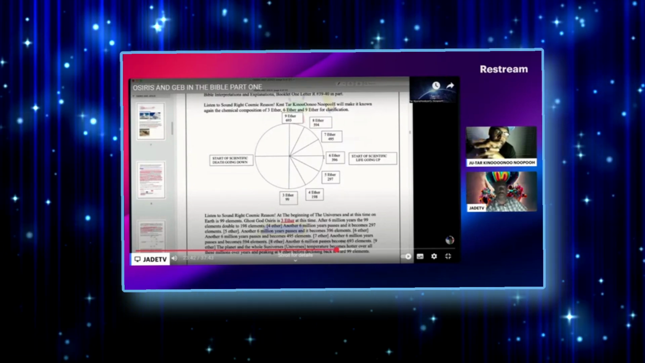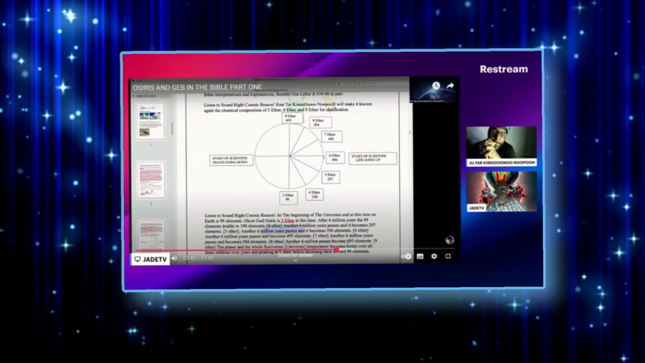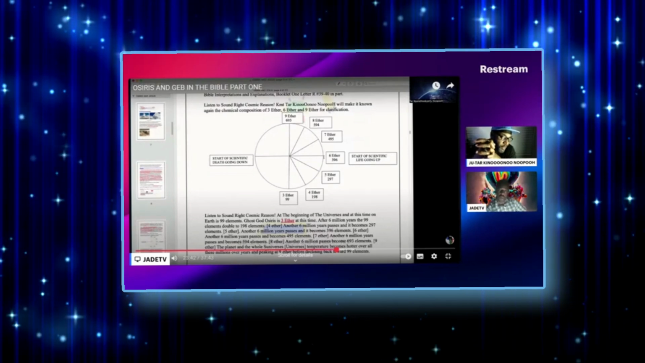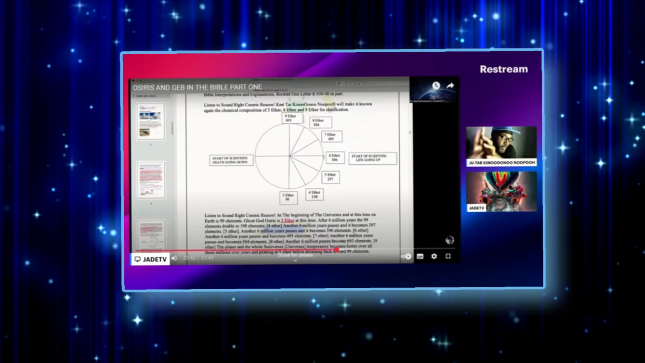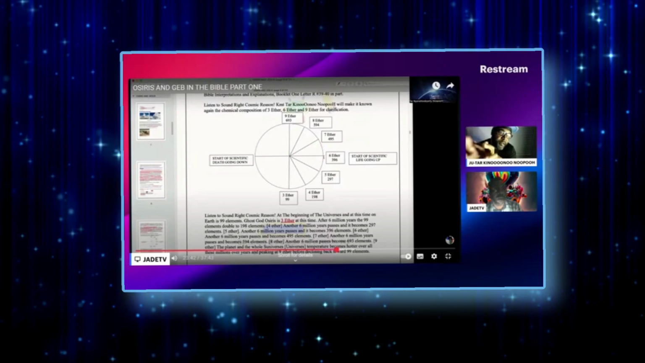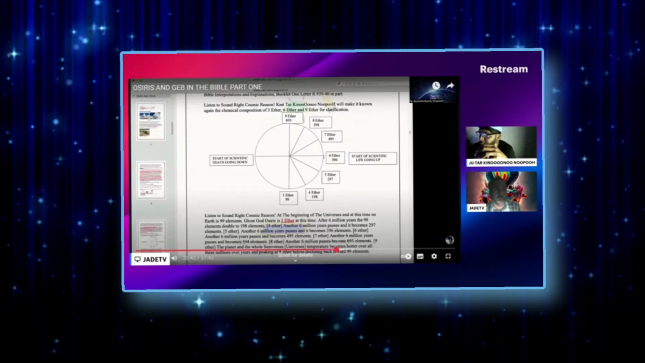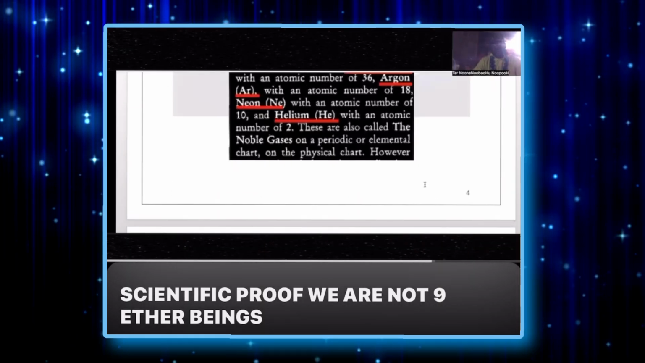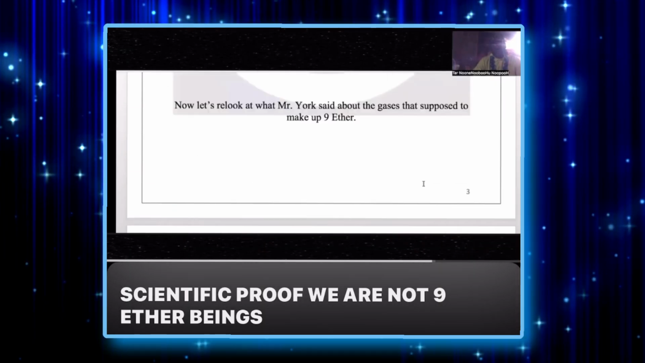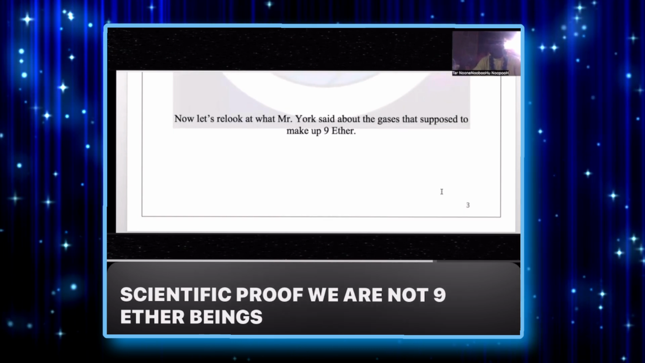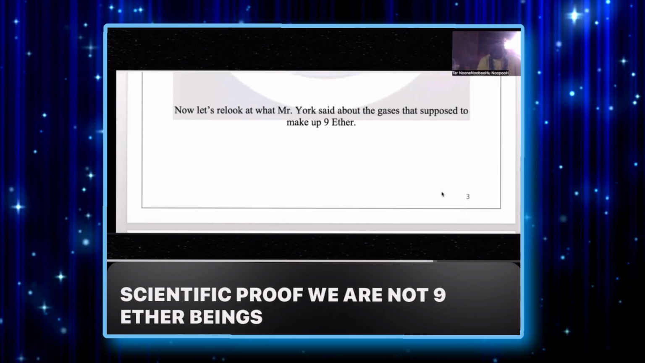And he went into his book. He had the Holy Tablets he put out in 96 and then revised in 97. And he said in other places that 9 ether on Earth was 6 gases. And he named those gases. And I did a video breaking that down, and those gases are deadly. All right. Let's relook at what Mr. York said about the gases that's supposed to make up 9 ether.